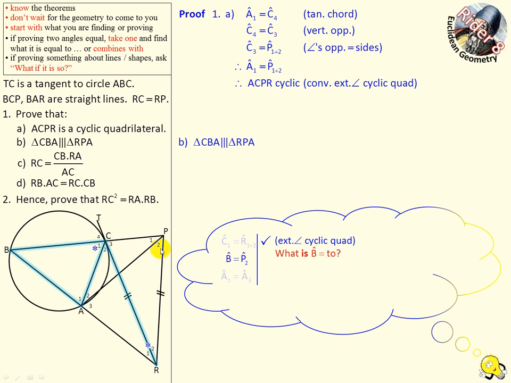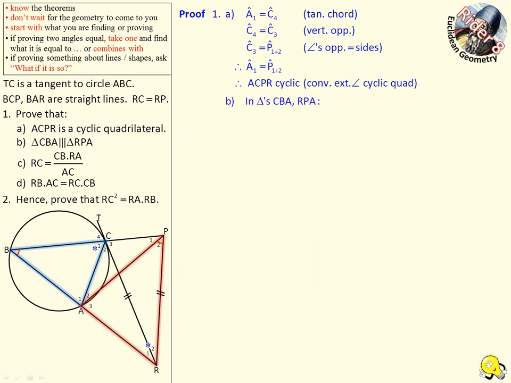So we look at B and P2. So we say, well, what is B equal to? B is equal to C2. There we are, tan chord. Now we say, is C2 equal to P2? And there we have our bow tie for angles in the same segment. Yes, angles in the same segment. So we now have B equal to P2. And of course, A1 equals A3. The last remaining angles have to be equal by angle sum triangle.